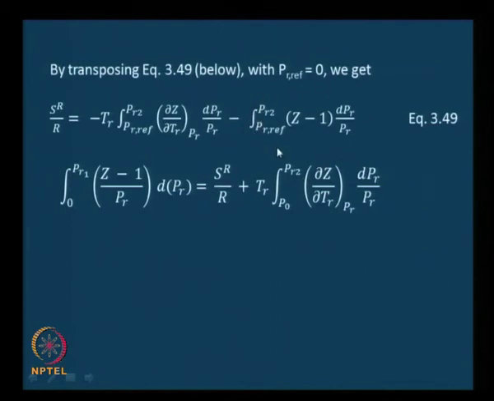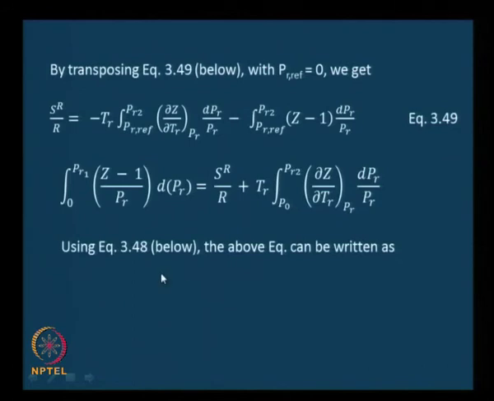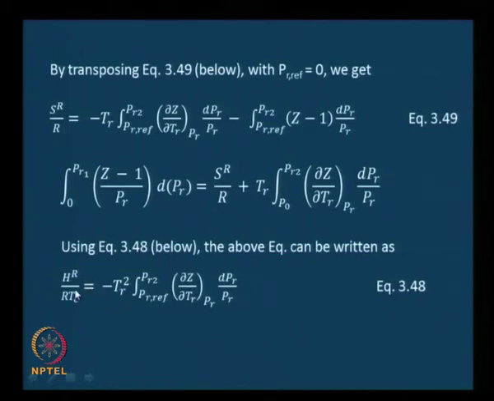This was actually our fugacity coefficient expression that we had gotten earlier in terms of our reduced quantities. So we have this in terms of SR and something else here. Now, if we can take care of this, then we have a means of calculating our fugacity coefficient. Now, what is this? To get at this, let us look at 348, which has again been given here for convenience. If you recall 348, you can go back and take a look at that. That will be HR by RTC equals minus TR squared times the integral from 0 to PR of dou Z dou TR at constant PR into 1 by PR dPR.